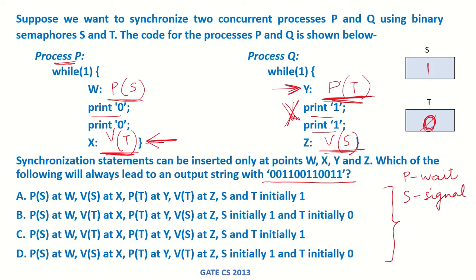So we want P(S) at W, V(T) at X, P(T) at Y, V(S) at Z, and we want S to be initially 1 and T to be initially 0. So this is the correct option.